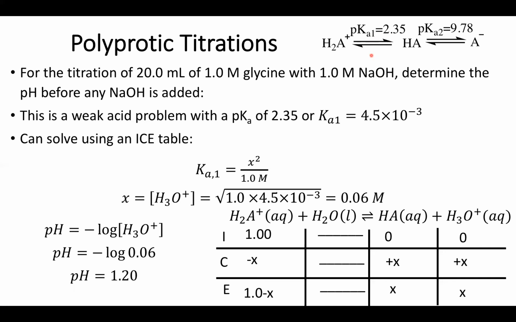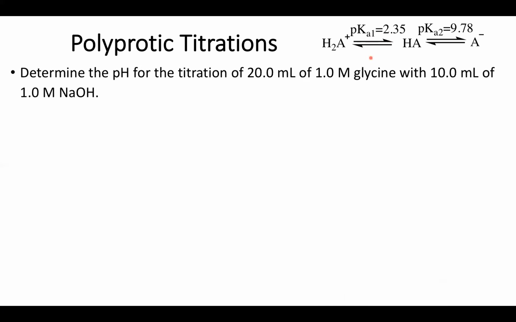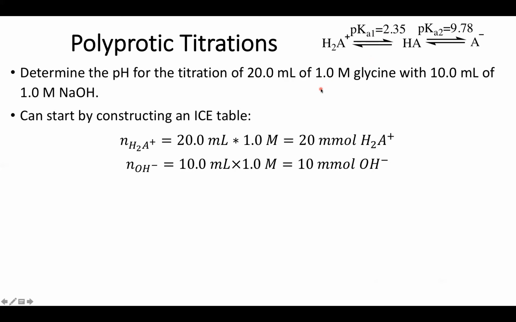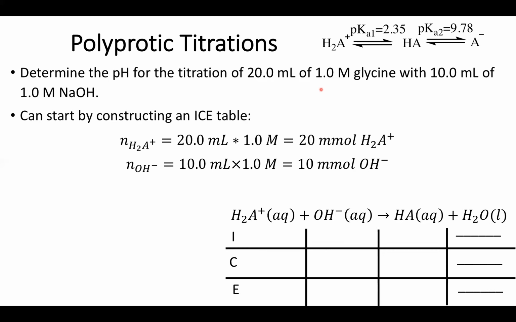Now let's go ahead and see what happens when I add in 10 milliliters of the sodium hydroxide. So the first thing we're going to want to do is figure out how many moles of my acid and how many moles of my base. So it turns out that this is going to be about 20 millimoles of our fully protonated glycine and about 10 millimoles of hydroxide. So you may notice here that this is going to be a very special point on our titration curve. We've added 1/2 of an equivalence. So we should be at the halfway point, and let's verify with our ICE table.